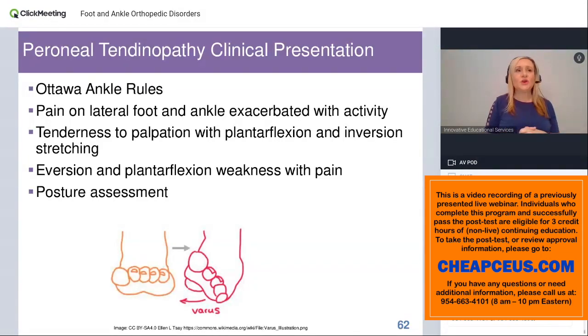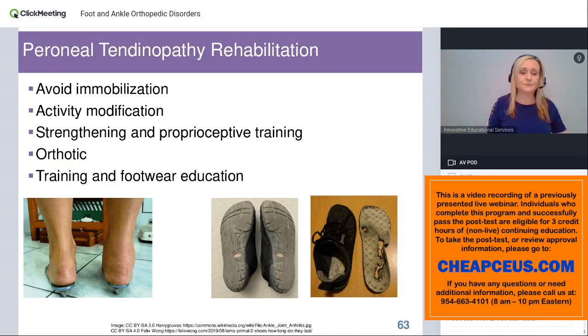Or if someone is just working in a job where they're on a slippery surface, where they're on different types of inclines that may cause them to have to use their peroneals more, this can lead to increased risk. So, what we're going to find is pain with that eversion, pain with plantar flexion for these individuals. It's going to be exacerbated in those circumstances we just discussed, where they have to work harder to balance on that ankle. So our rehab is going to look, do they have the stability they need?